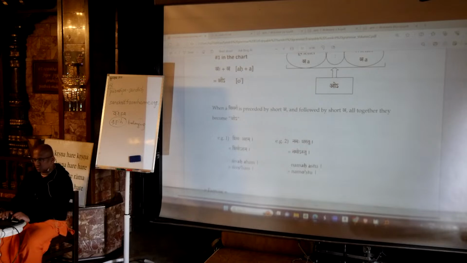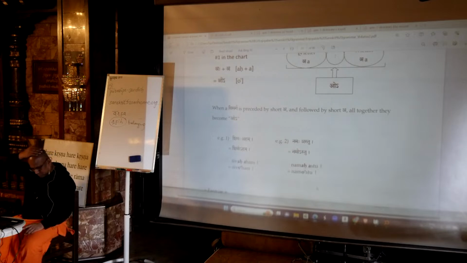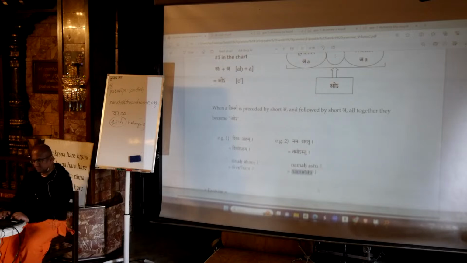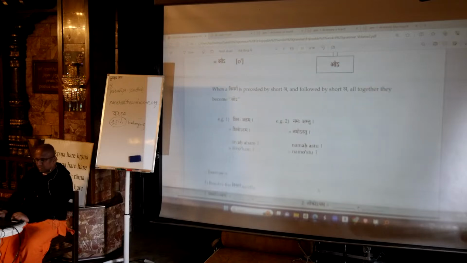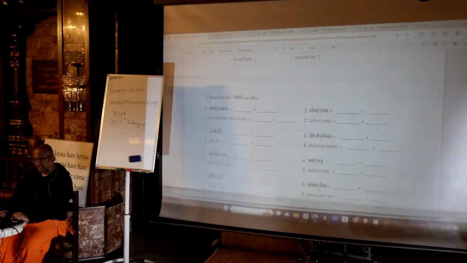Namaha Astu becomes Namostu. Namostu te. You must have said, right? Yes, Namostu te. These words are common in prayers and all. So here are examples.